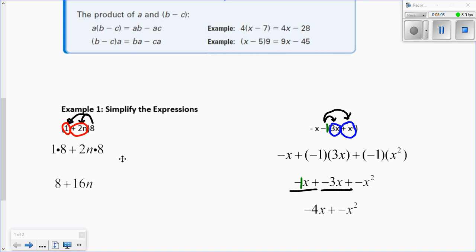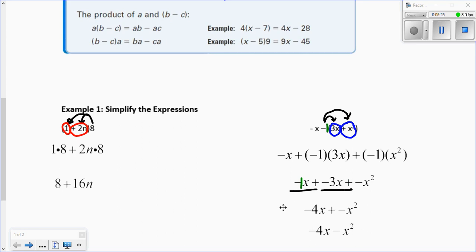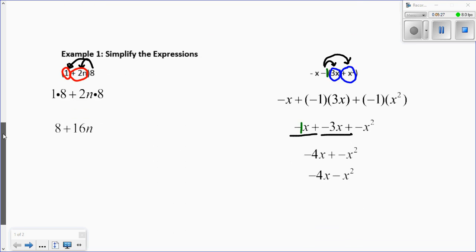Now, we talked about these double signs. They're not really the best way to leave your answer. So when we say plus a negative, we really mean we're just subtracting. So we can rewrite it just with a big subtraction sign. So negative 4x minus x squared would be our final answer. Okay?